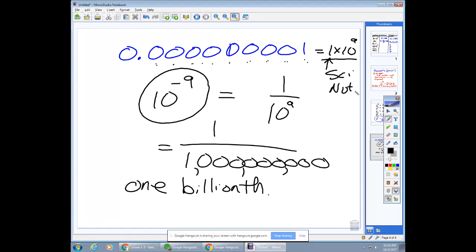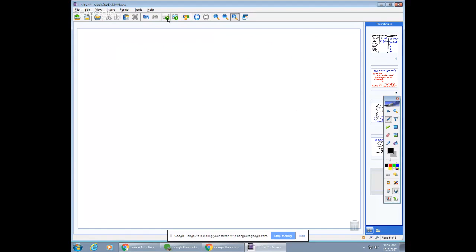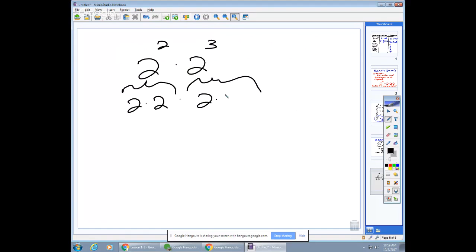Some other things we need to get used to are playing around with powers. So we're going to do that with variables and numbers. Consider, for example, 2 to the 2nd power times 2 to the 3rd power. Exponent means how many times to write the base. So this one right here tells me to write down 2 2's. This one right here tells me to write down 3 2's. Altogether, how many 2's have I written down to multiply? 5. So I could rewrite all of that as 2 to the 5th power.